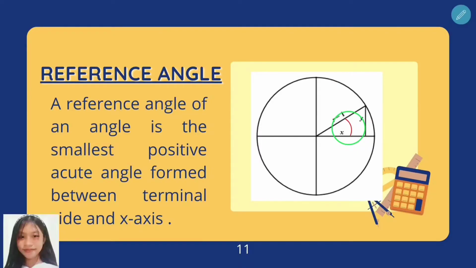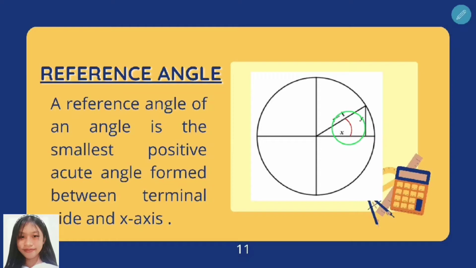Reference angle. A reference angle of an angle is the smallest positive acute angle formed between the terminal side and the x-axis. In other words, the reference angle is an angle that is in the middle of the terminal side and the x-axis, and it must be less than 90 degrees and must always be positive. As you look in the shown picture, the reference angle is in the middle of the terminal side and the x-axis.